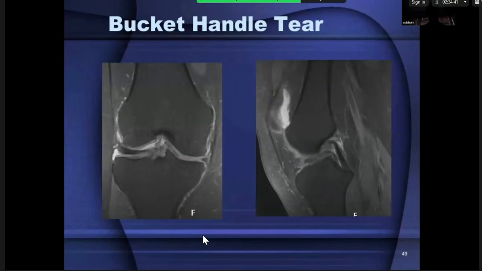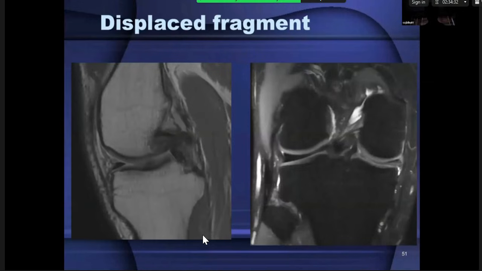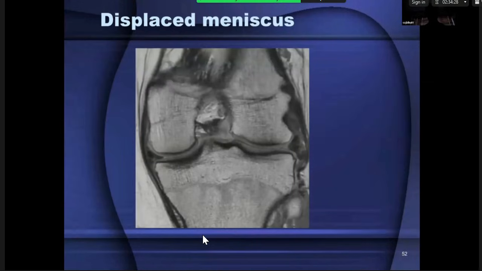The bucket handle tears we've discussed earlier. From double PCL, the flipped meniscus we've seen earlier. Displaced fragments in the intercondylar notch we've seen earlier. So these are important findings. The displaced meniscal fragment can also flip at the undersurface of the body of the medial meniscus, lateral meniscus here, medial meniscus here.